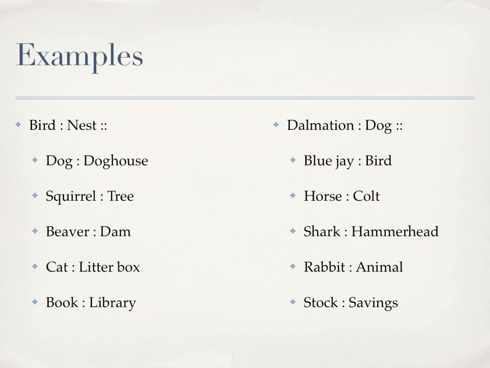Another example where you might have to put forth a little more thinking is the example Dalmatian is to dog. Your possible answers are blue jay is to bird, horse is to colt, shark is to hammerhead, rabbit is to animal, and stock is to savings. A Dalmatian is a type or species of dog, just like a blue jay is a type of bird. So in this case, the answer is blue jay is to bird. Be careful not to reverse the relationship as shark is to hammerhead, because the hammerhead, in fact, is the type of shark.